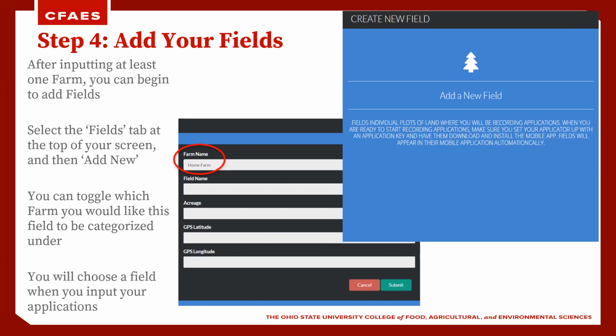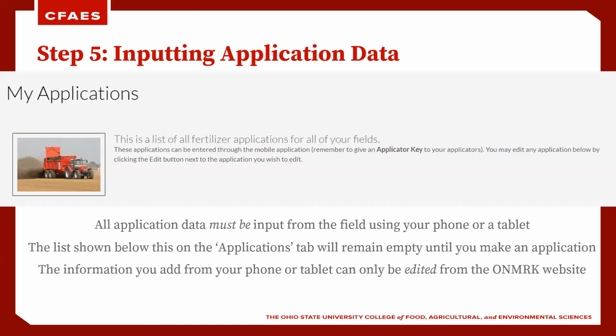This field that you input is essentially what you'll choose when you input the applications that you make. So step 5 is actually inputting that application data. When you go to the OnMark website, you'll see this My Applications page, and down below it'll have all of the fertilizer applications for all of your fields and essentially who applied that. All the application data actually has to be put in from your phone or a tablet. You can't put it in through the OnMark website, but you can edit the information from the OnMark website.